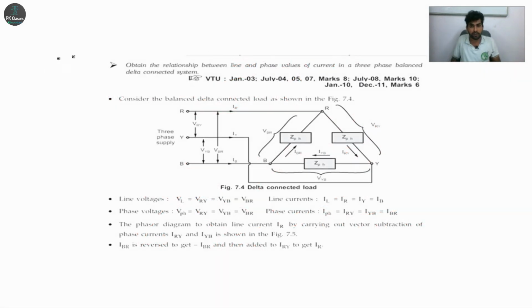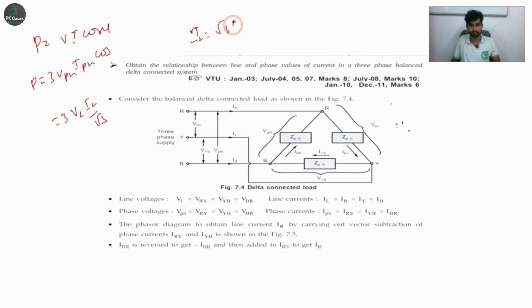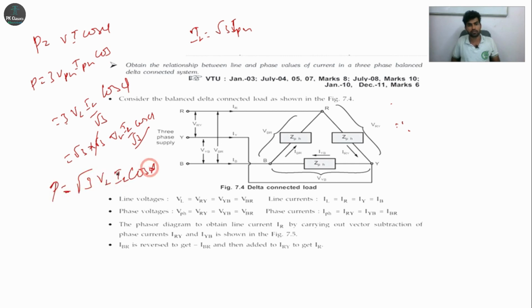So finally, for single phase power, power is equal to V I cos phi, right? V phase, I phase cos phi. For three phase power, power is equal to 3 V phase I phase cos phi. So just substitute V phase is equal to what? In terms of line voltage, VL, and I phase is equal to what? Here IL is equal to root 3 I phase, and I phase is equal to IL by root 3. So this 3 can be written as root 3 into root 3, VL into IL by root 3 cos phi. So this 3 cancels, you get power is equal to root 3 VL IL cos phi. This is the final equation for delta.